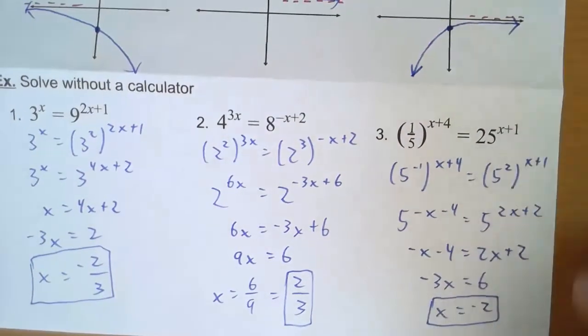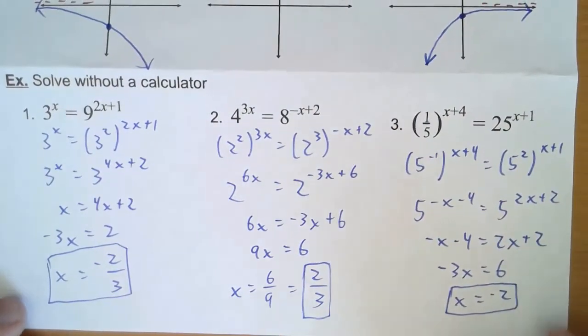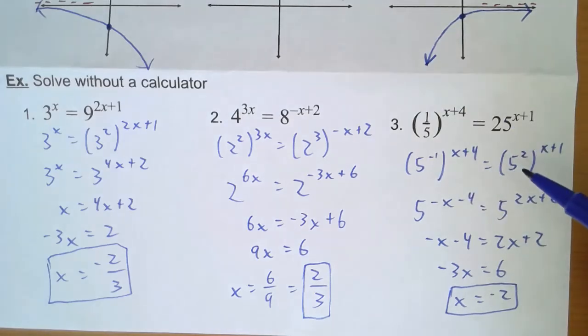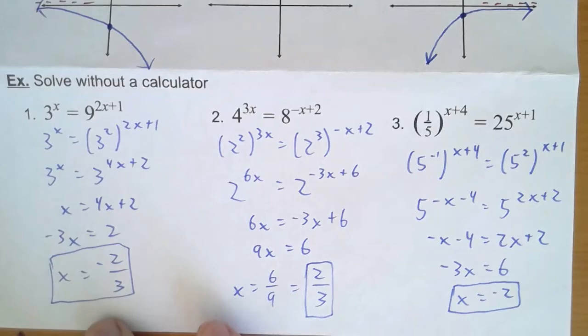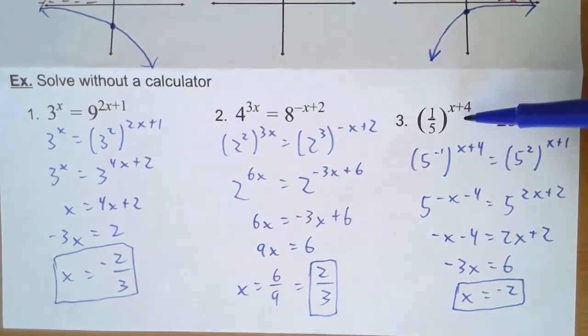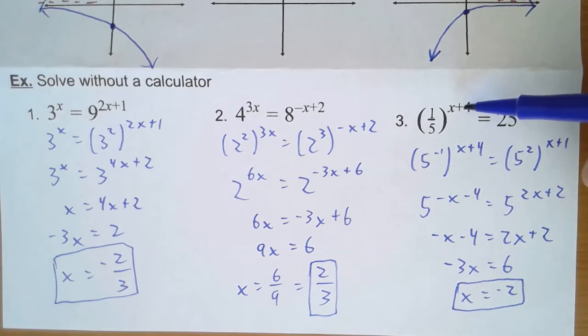Right. So you should have gotten x equals 2 for number 3 there. Rewrite the 1/5 as 5 to the negative 1, 25 as 5 squared. Multiply those two exponents together, set the exponents equal to each other, and then solve. And then this one would have been pretty easy to check yourself. If you plug that back in there, 1/5 squared is 1/25, and then 25 to the negative 1 is also 1 over 25.